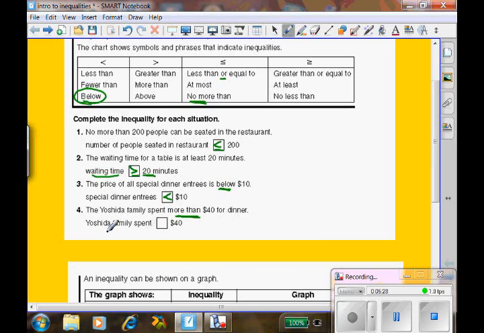So what they spent, the Yoshida family spent so many dollars compared to 40. More than is right here. So that means what they spent is greater than 40. This is the bigger amount. So we're going to have a greater than 40. All right, so those are just some real life examples of when you would use these comparisons.